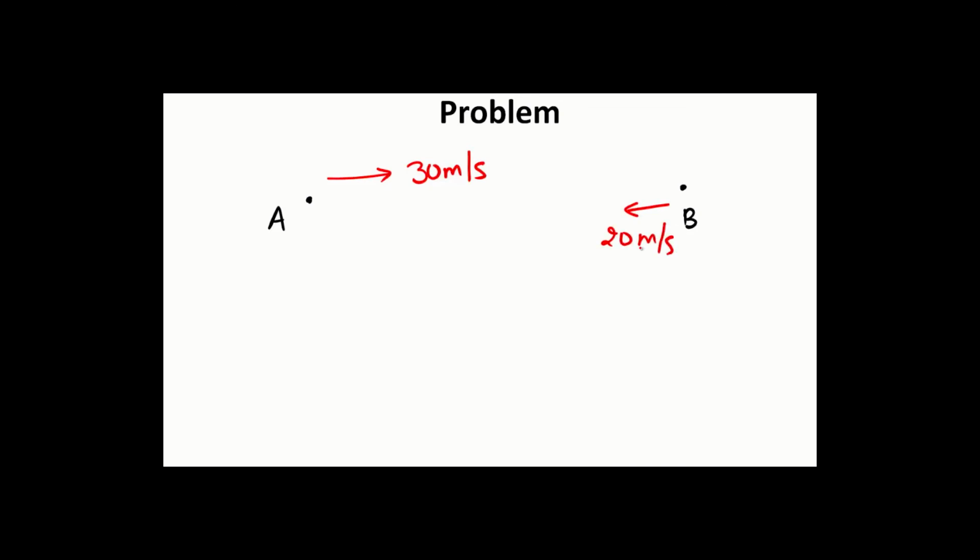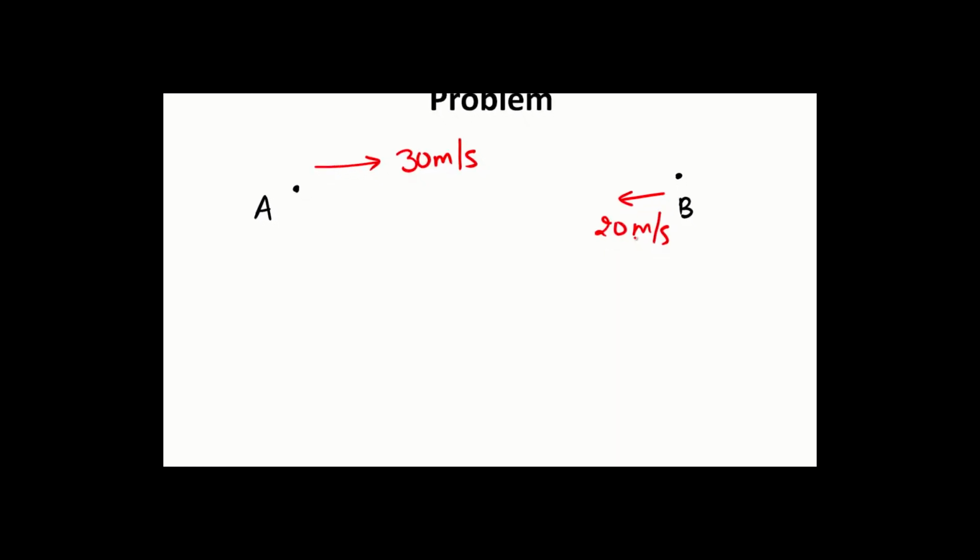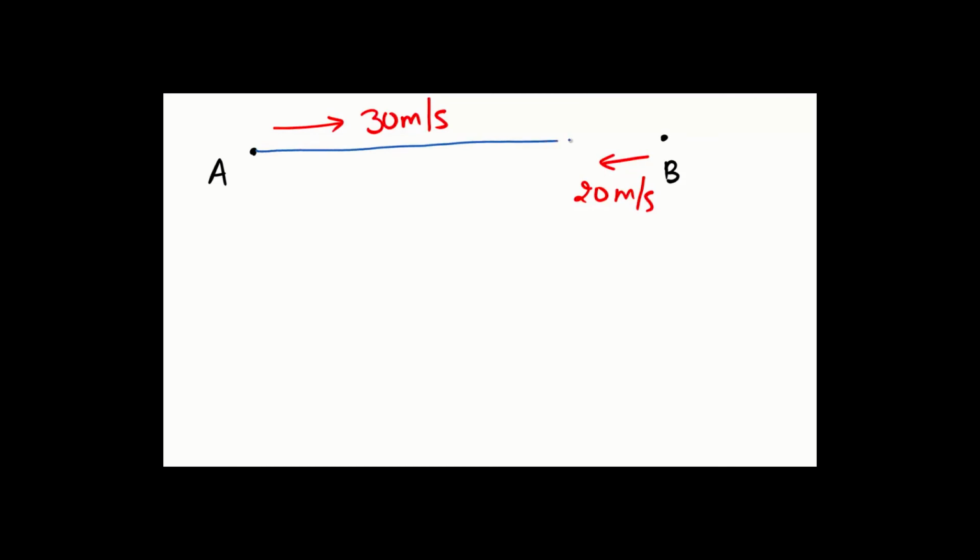Alright, so the problem is pretty simple. It says a body starts from point A and goes to point B. It travels with 30 meters per second, but from B it also comes back with 20 meters per second. What is the average speed of this motion? Before we do anything, we can directly say the average velocity of this motion would be 0, because displacement is 0. It's going like this and then also coming back, right? So net displacement is 0, average velocity is 0.